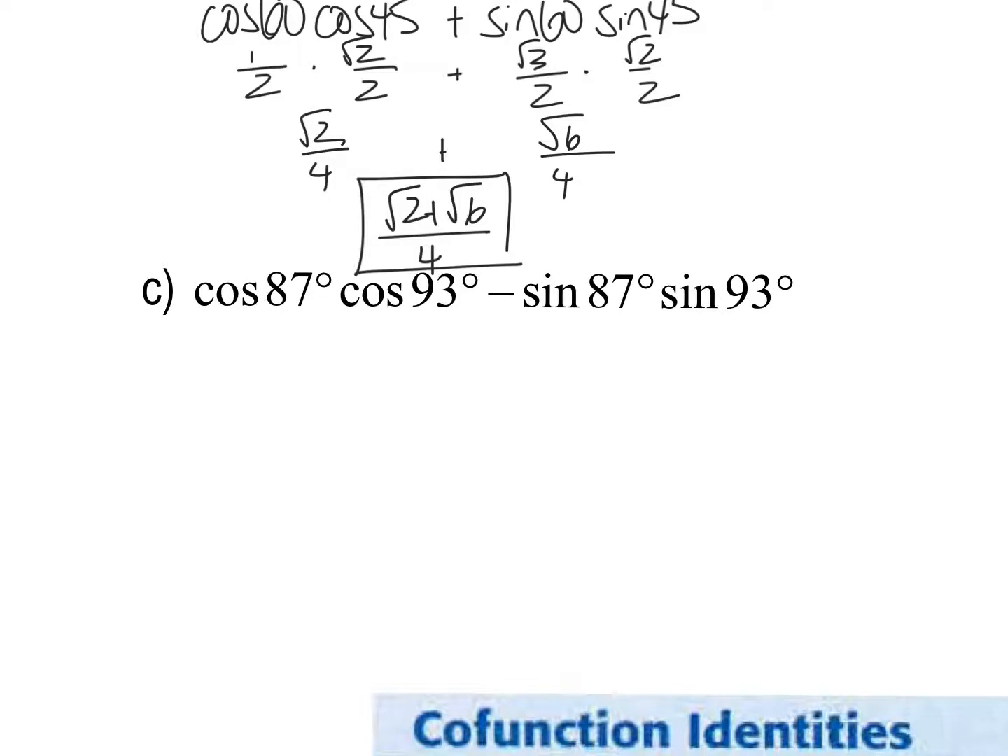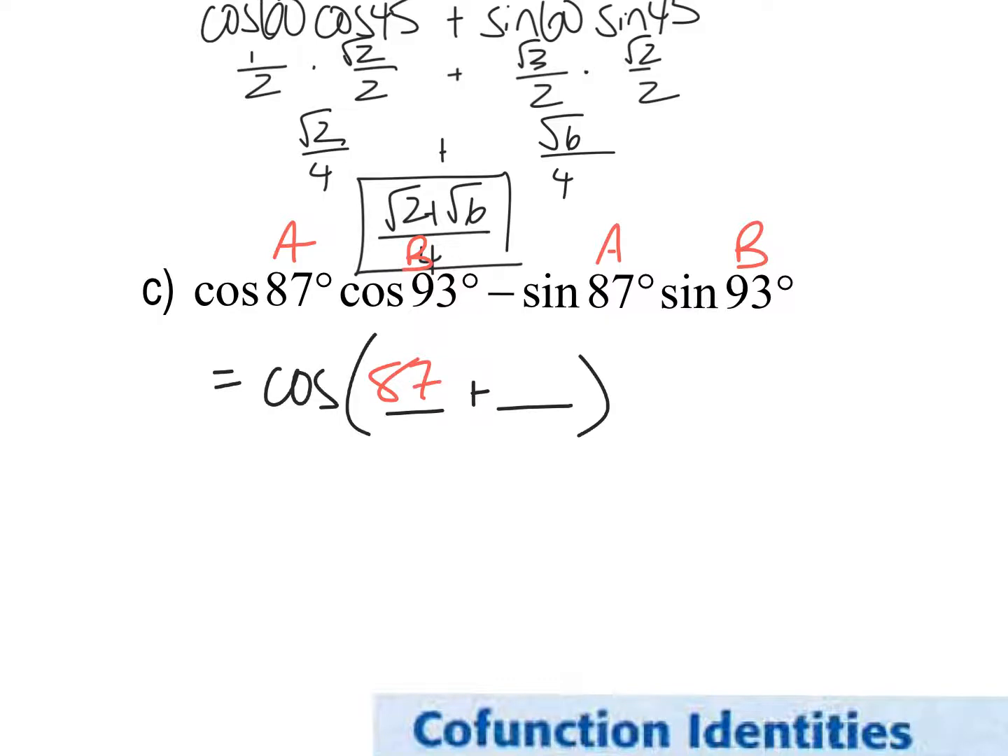Since this is a minus here, I know that this is the same thing as cosine of something plus something. And what I have to recognize here is that in the formula, this is the a, this is the b, this is the a, this is the b. So my a is actually 87, and my b is 93.